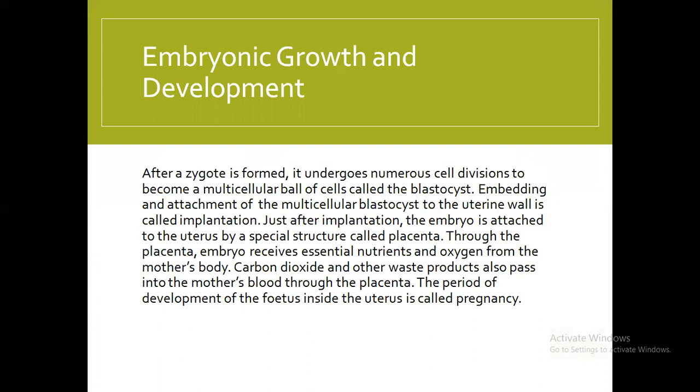Just after implantation, the embryo is attached to the uterus by a special structure called the placenta. Through the placenta, the embryo receives essential nutrients and oxygen from the mother's body. Carbon dioxide and other waste products also pass into the mother's blood through the placenta. The period of development of the fetus inside the uterus is called pregnancy.